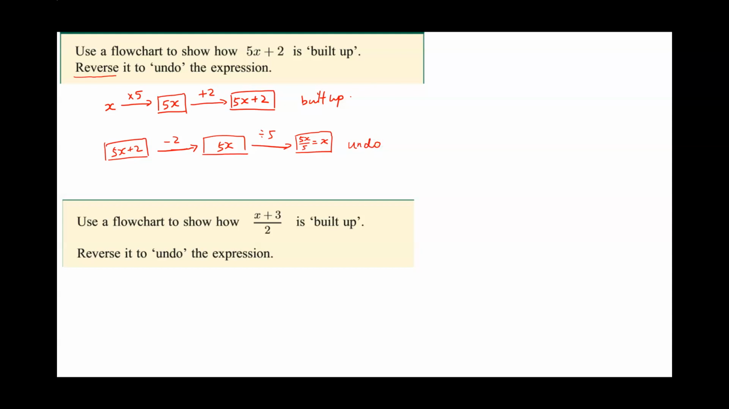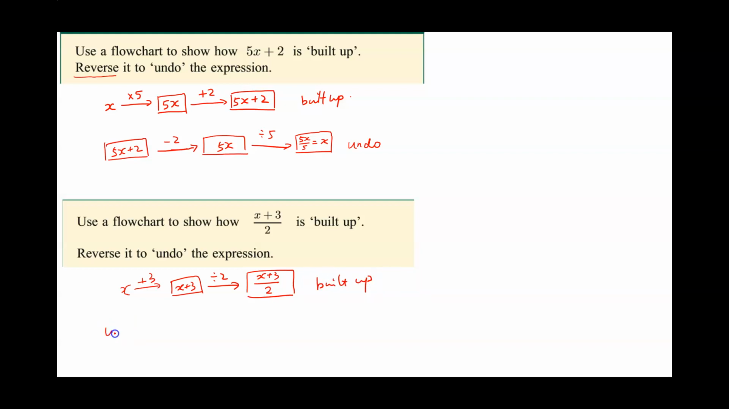Similarly here, using a flowchart to show how to build up. If I have an x and then I want to plus 3, that will be x plus 3, and divide by 2, and then it will give me (x plus 3) divided by 2. Okay? This is a build up.